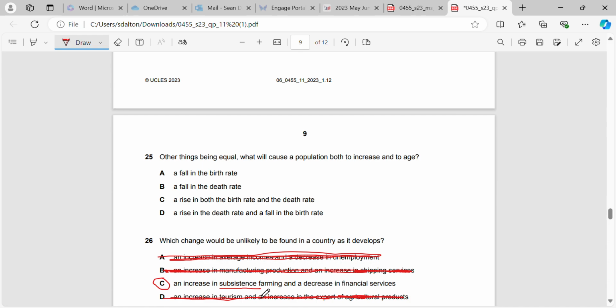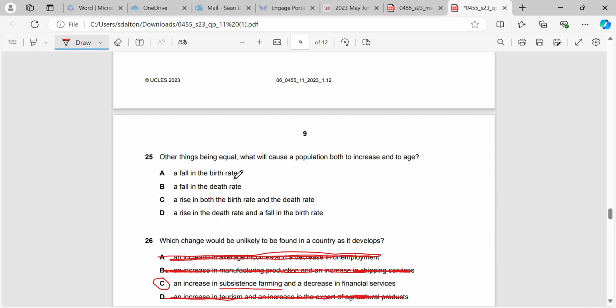Subsistence farming is farming that we've already explained. People are making vegetables or growing vegetables and eating them themselves. There is no trade, and this only happens in very poor countries. So that would be very unlikely to have an increase in that when a country develops. Exports and imports would increase instead of subsistence farming.